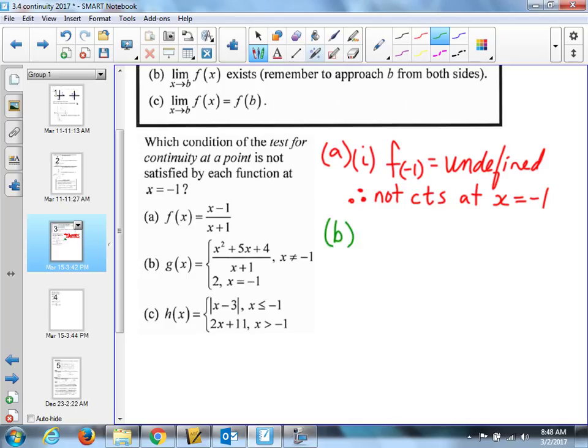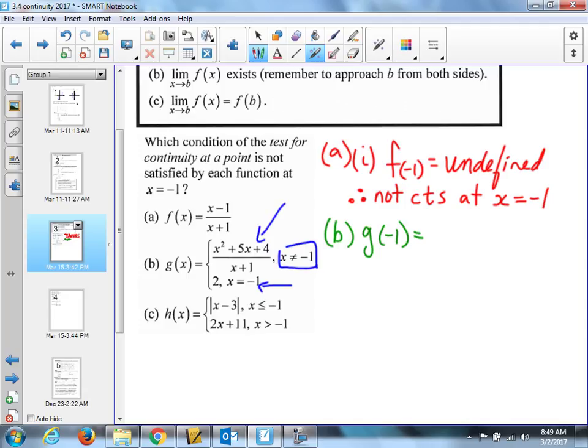First thing we test. We're always testing at -1 because that's what the question asked here. And x equals -1. So does g of -1 exist? Now look at this. Use this equation when it's not -1. Okay, can't use that. So I'm using this. When x equals -1, do you have to do any calculations? No. It's just plain old 2. That's what we're saying. Okay, just give it a 2.